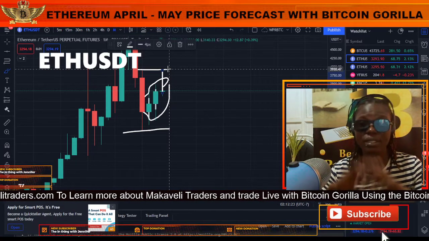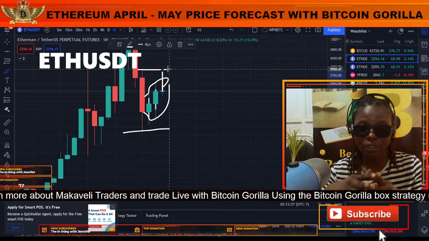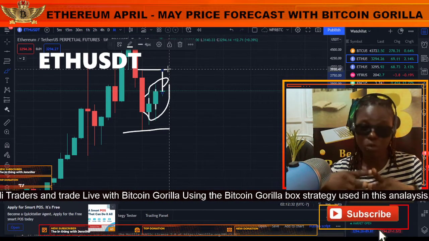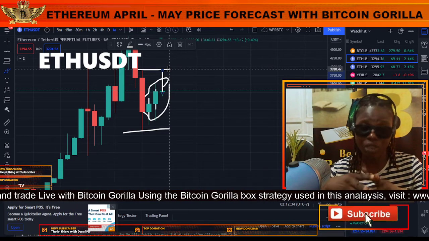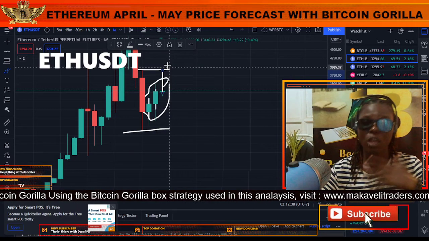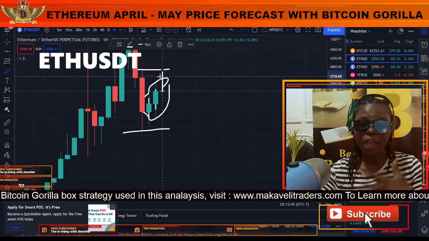The resistance is around $4,000, right? Will they make it above it? Because currently they are trading at 3,200, right? Range between 3,200 and 3,300. Can they close above 4,000? So April, we have to make that decision.